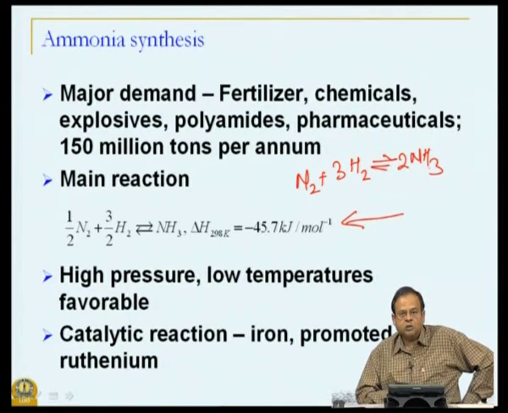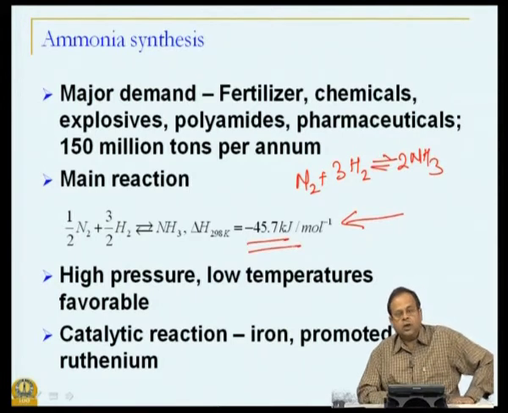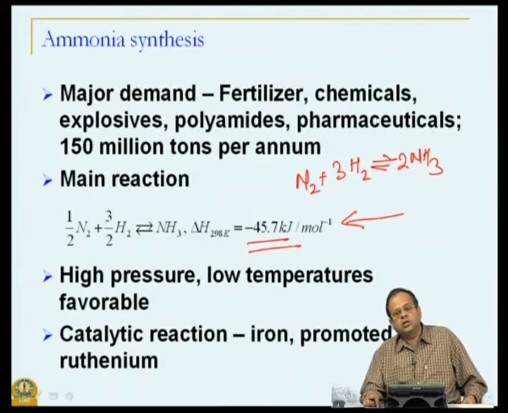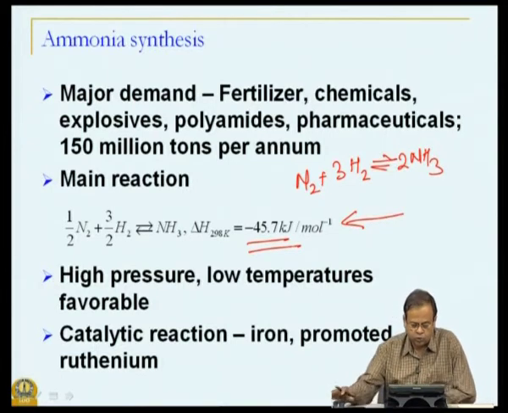So, thermodynamics immediately tells us that we must use high pressures. The reaction is exothermic. So, once again thermodynamics tells us that lower temperatures will result in higher equilibrium conversion. It is a catalytic reaction where iron or promoted ruthenium, these types of catalysts, are used.